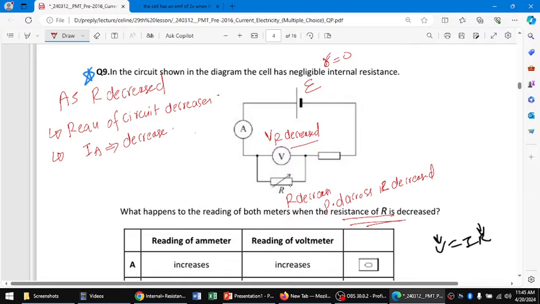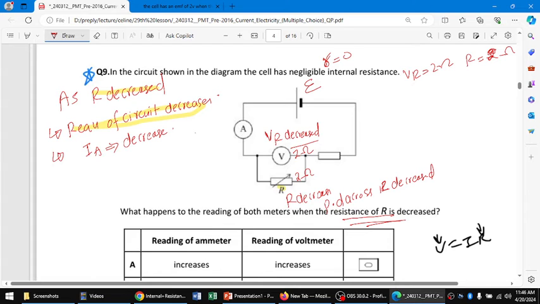Okay, so first I want to explain why, when the resistance R of this external resistance decreases, the equivalent resistance of the circuit decreases. In order to explain this, I want to use imaginary values. For example, the voltmeter has a resistance of 2 ohm, and the external resistance also has a resistance of 2 ohm. I am just assuming these values.